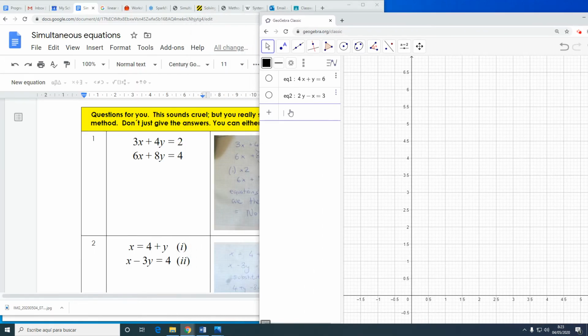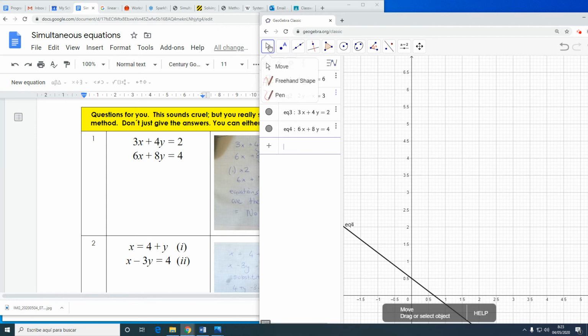There are the equations again. So all you have to do is type in 3x plus 4y equals 2. And there it is, we've got our line. And then we'll type it in again for that. 6x plus 8y equals 4. I typed 89y by mistake. Okay, now we'll have a look at what we've done.